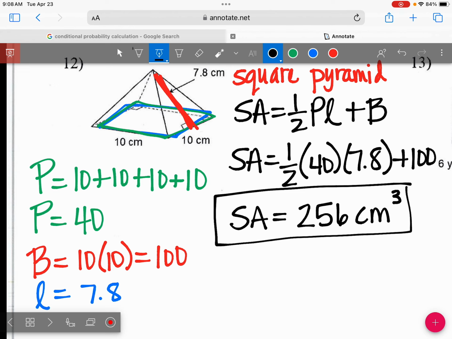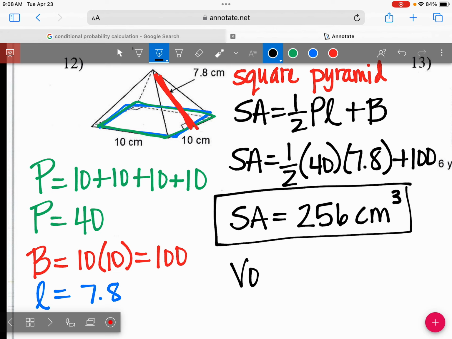So we're only finding it for one of the shapes. We're gonna do them both. I'm doing 12 first, and then I'm gonna do 13. So you have to find surface area. If we look at the directions, it said find surface area and volume. So now let's find volume.